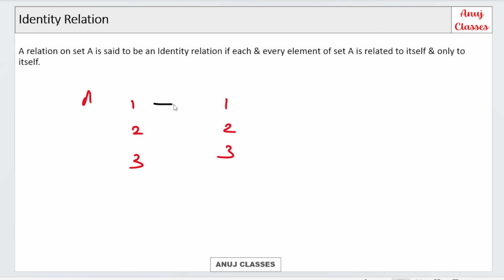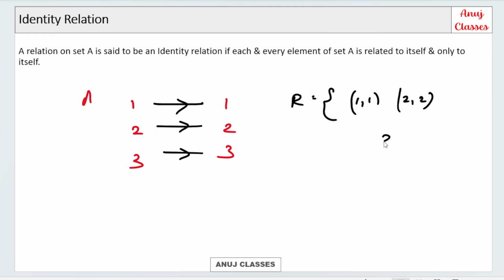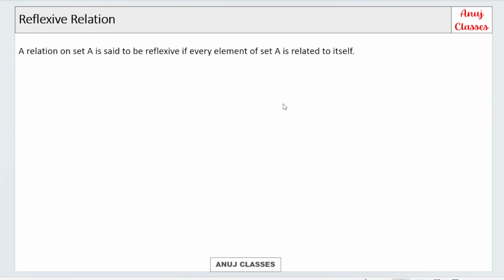So if the relationship follows like 1 is related to 1, 2 is related to 2, and 3 is related to 3, only in this case I can say that it is an identity relation. In a reflexive relation also, every element has to be related to itself, but here is one catch.